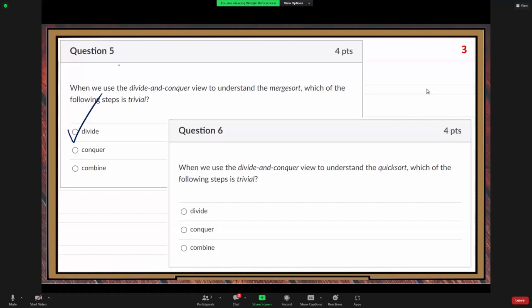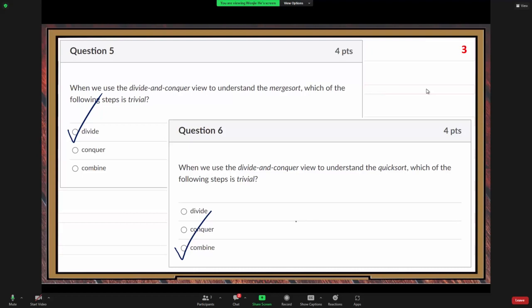Number 6. When we use the divide and conquer view to understand quicksort, which step is trivial? Combine. So here I hope, because some students may feel, how can we memorize so many properties? It's hard, so many properties. When you understand, then it is not hard to memorize. You need to follow the logic.